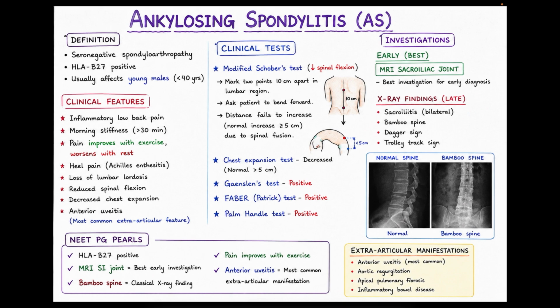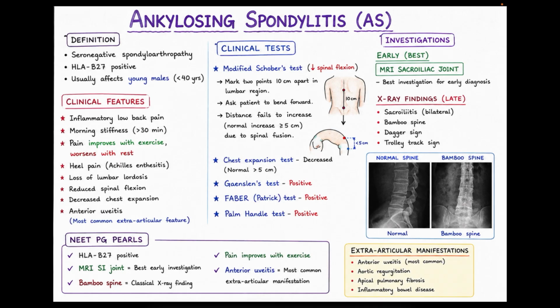And Dagger sign is calcification of interspinous ligaments, and Trolley-track sign is calcification of paraspinal and interspinous ligaments. So the thing you have to remember is bamboo spine, and MRI of the sacroiliac joint is the best and most common investigation you have to do here.